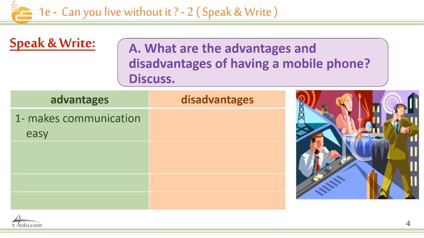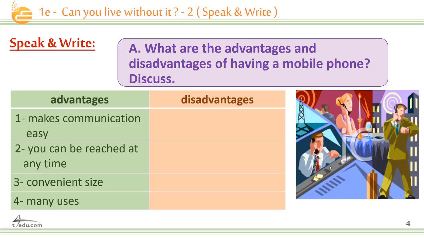Okay. Number two, you can be reached at any time. Anytime I want to talk to anybody, I could just dial his number and contact him. Okay. Number three, it's a convenient size. It's portable. You can carry it in your pocket at any time. Number four, it has a lot of uses. You can use it for surfing the net. You could use it to gain information, maybe the maps, okay, maybe for games. So it has a lot of uses.